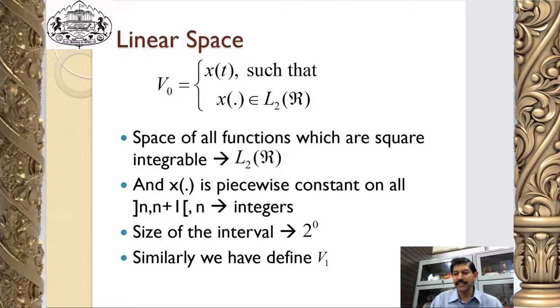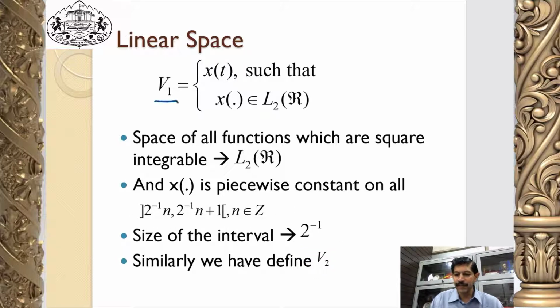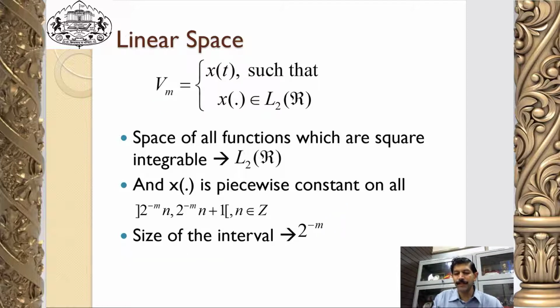Then we can extend this notion to the next subspace, which will be V1. In V1, the window of analysis, or the size of the interval, is going to be 1 upon 2 to the power 1, or 2 raised to minus 1. So in V1, the window size is 2 raised to minus 1. Similarly for V2, it will be 2 to the power minus 2. For V100, it will be 2 to the power minus 100. And we can generalize and imagine some subspace Vm wherein the window of analysis will be 2 to the power minus m.